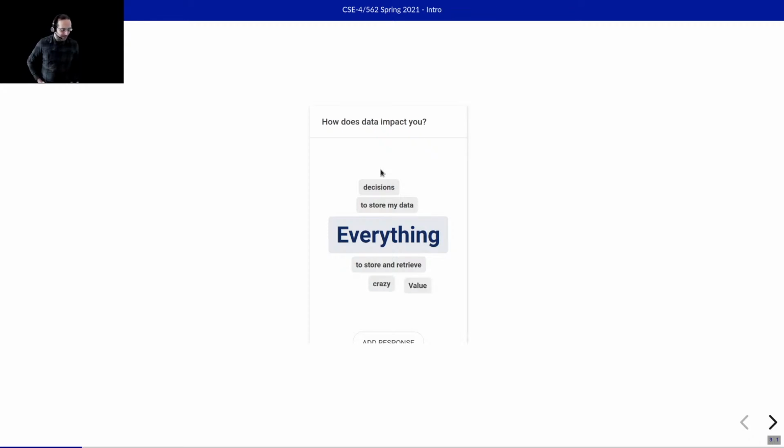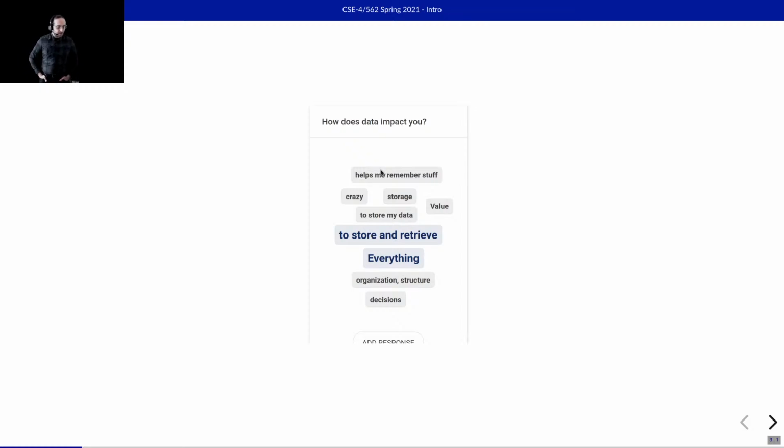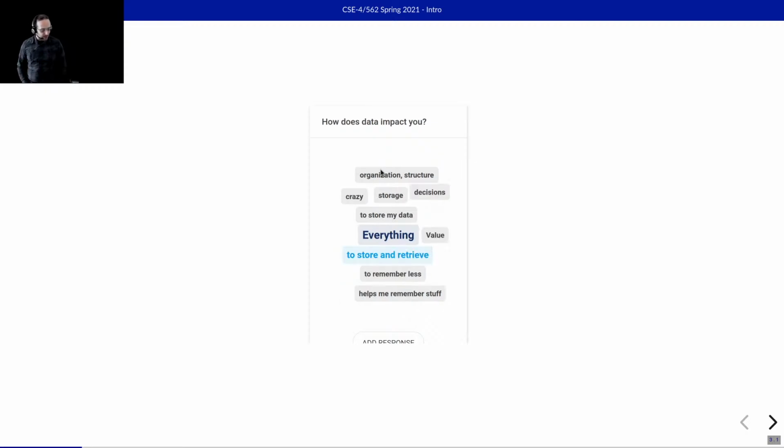Everything, okay. That's data is value. Okay, that's a fun one. Help me remember stuff. Oh my God, yes. Without my phone, my brain does not work. Creating organization and structure, yeah, okay. You're in the right place. Fantastic. Having to remember less. Oh yeah, I'm definitely in that pile. Helping make decisions. So there are some really interesting questions around that.